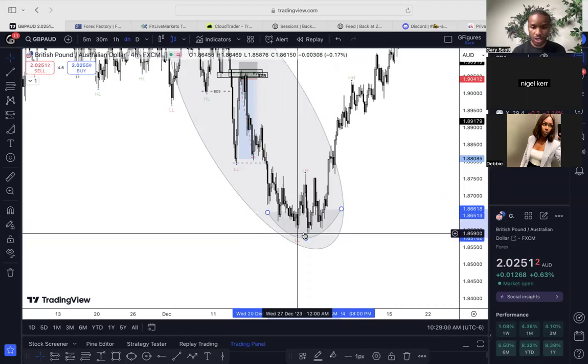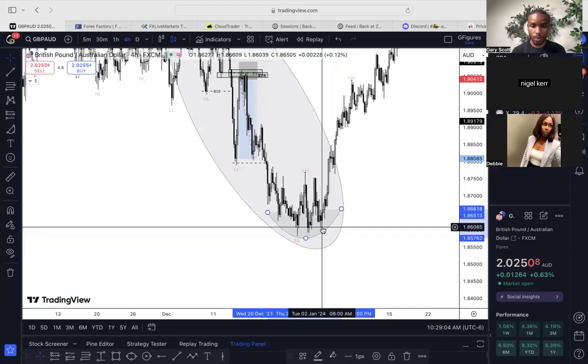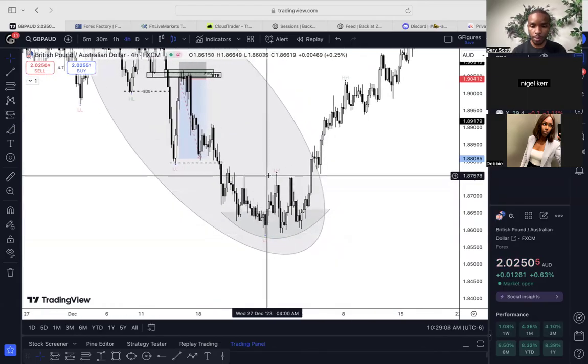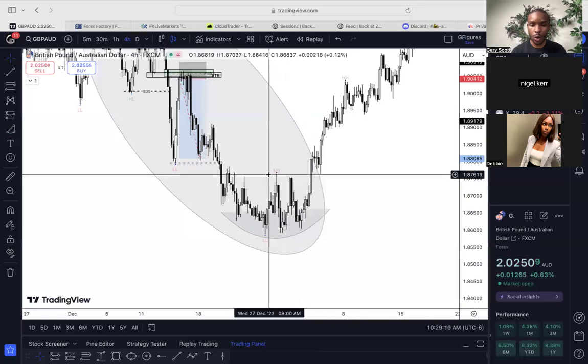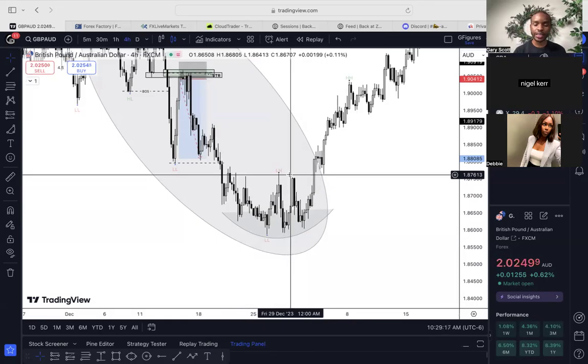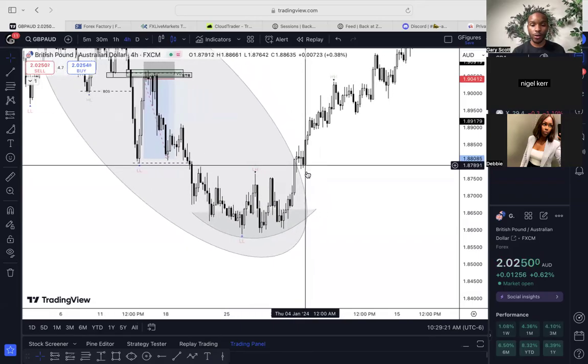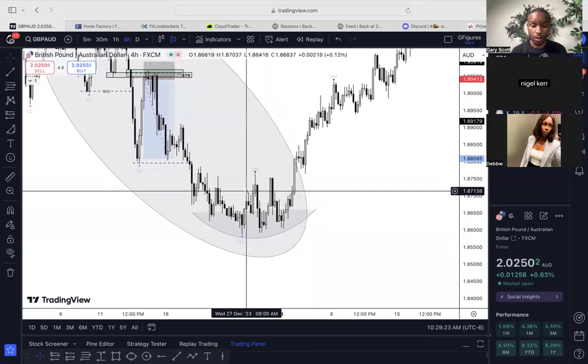Price couldn't go past this low. Price also couldn't come past this low, as well as this one, right? And then what ends up happening? Price takes out a lower high. So when price takes out lower highs, it's then setting itself up to find areas that it can buy from now.